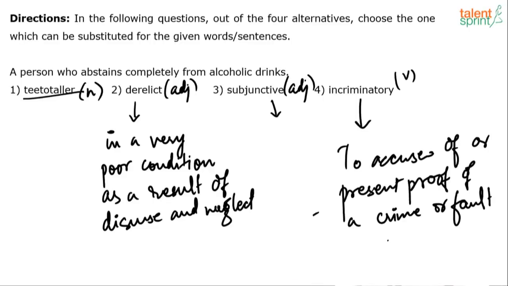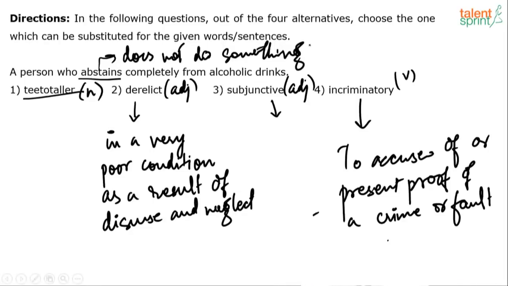So the right answer for a person who abstains. What is the meaning of abstain? Someone who does not do something and avoids it completely. So a person who abstains completely from alcoholic drinks is a teetotaler. Okay, now shall we go to the next question?